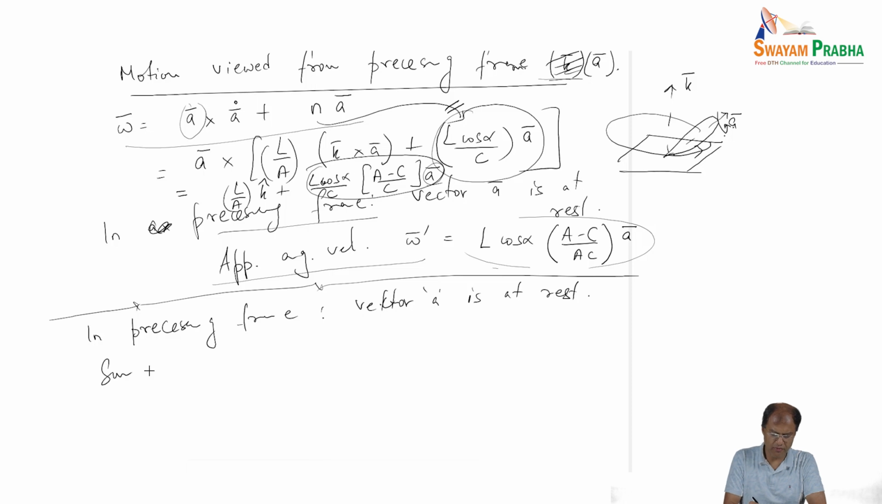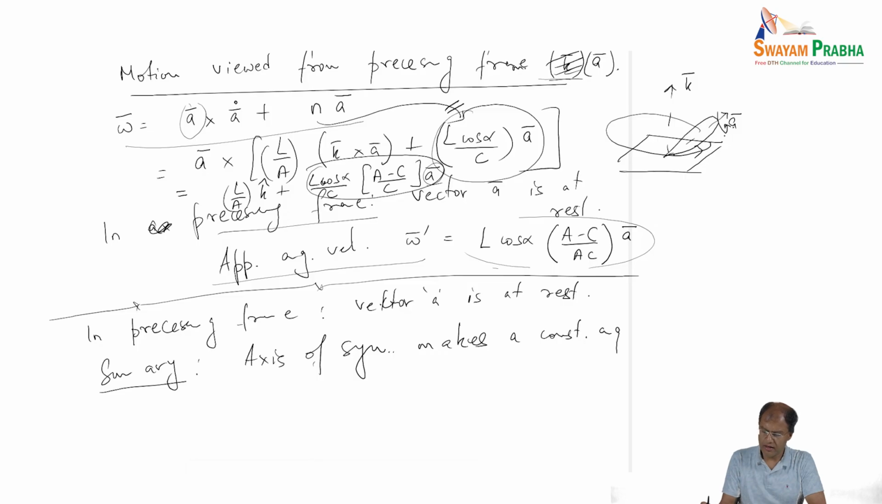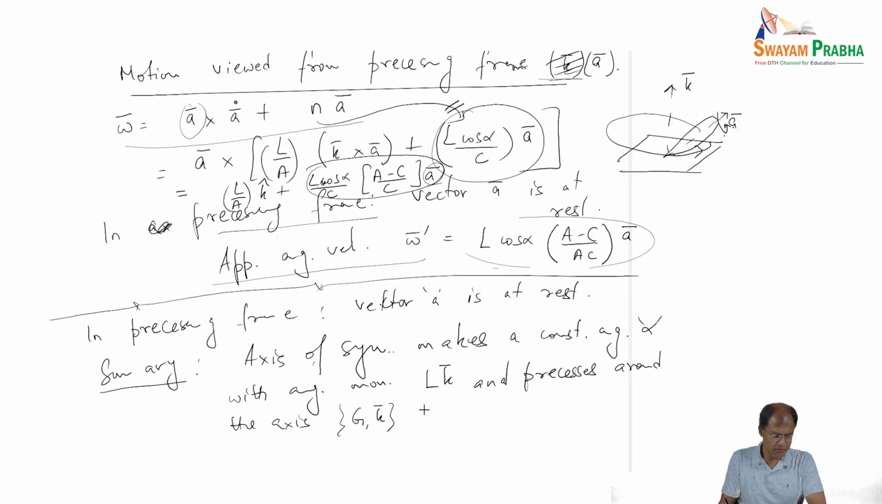So the summary of our discussion is that the axis of symmetry makes a constant angle alpha with the angular momentum L of K, and it precesses around the axis K with constant angular speed L over A.